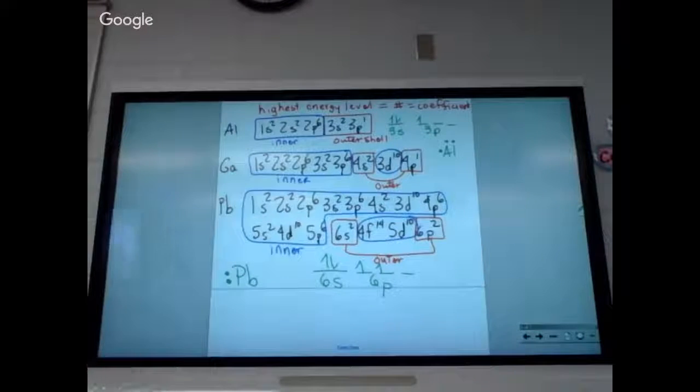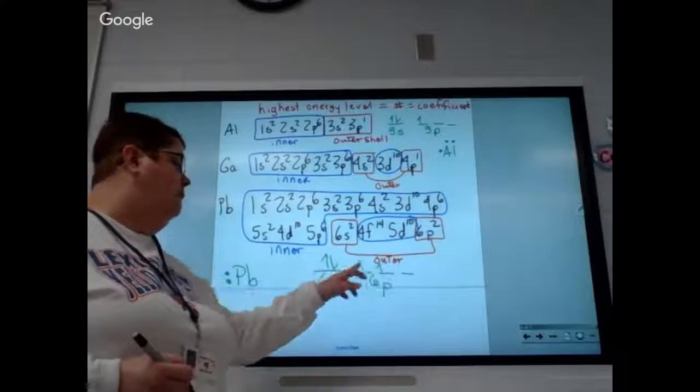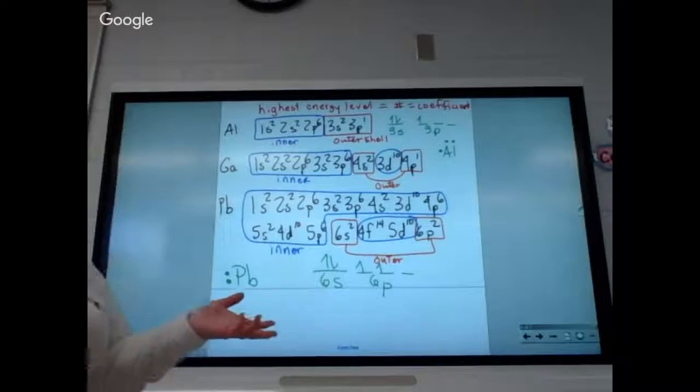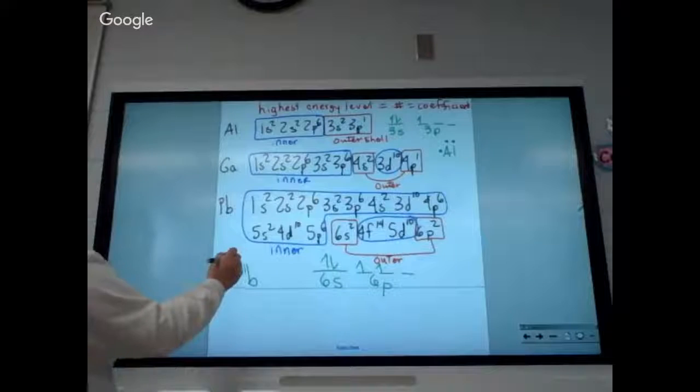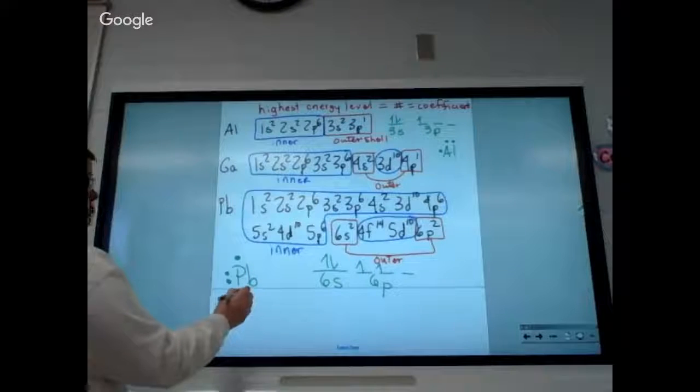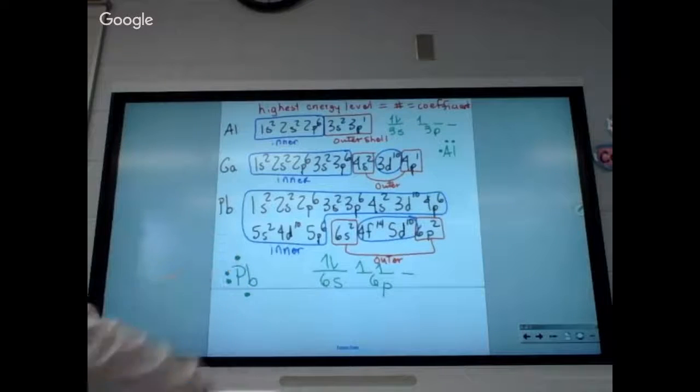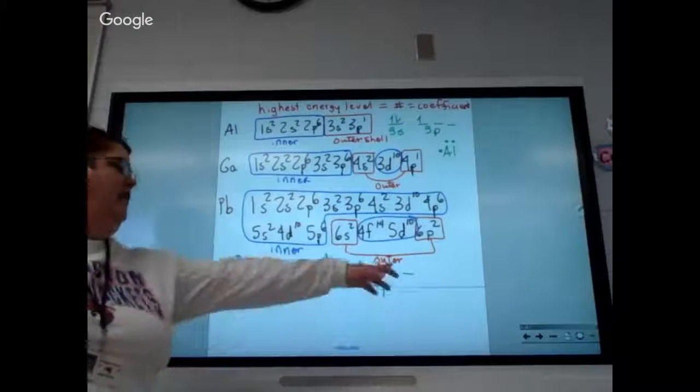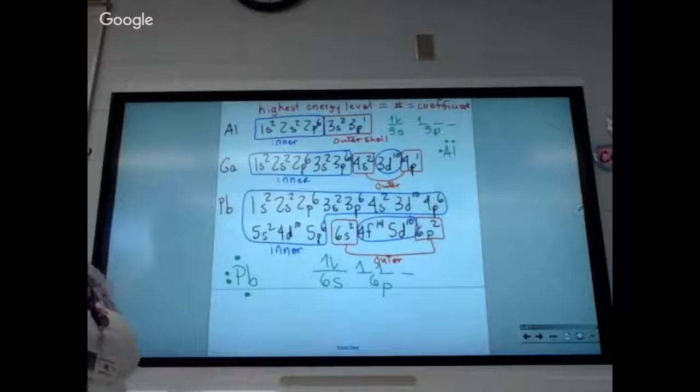These 2 arrows are separate, so I'm going to draw 2 dots separated. So it doesn't matter which side you start on. That time I split them up so that one's on top, one's on the bottom. And then I have an empty orbital, so I should have an empty side. As long as we've got the dots in there, it doesn't matter where they are. That is correct. Yes, Andy.